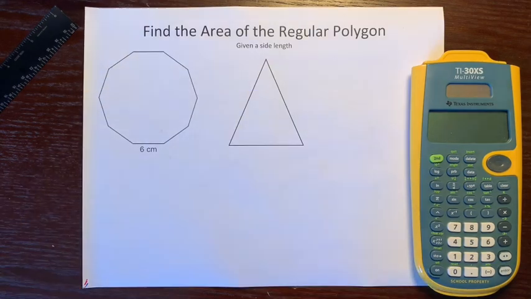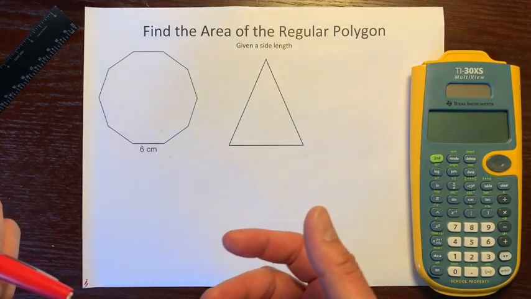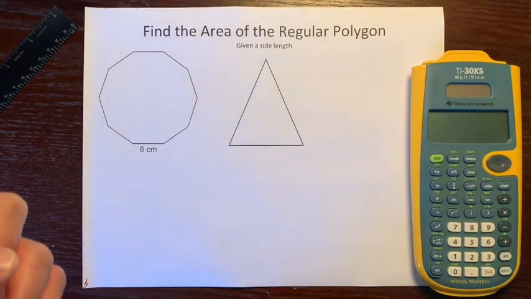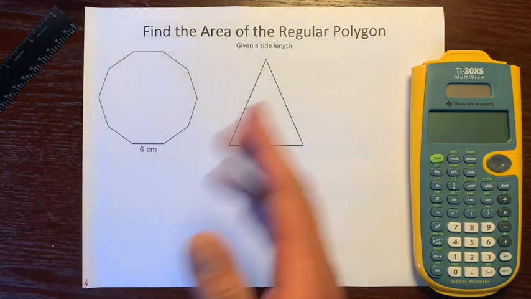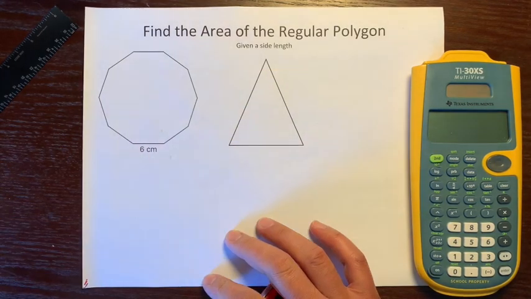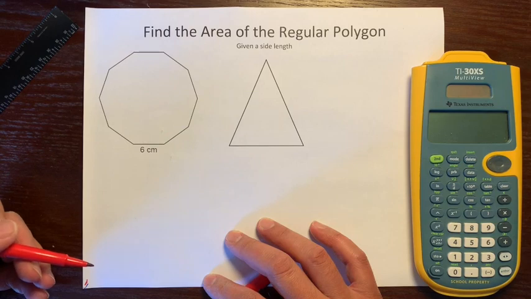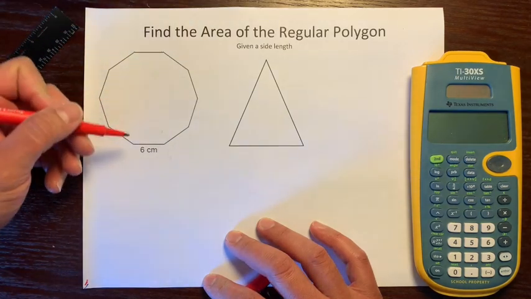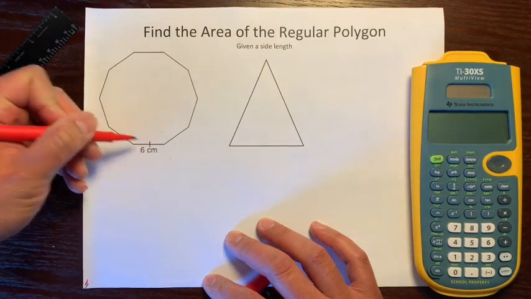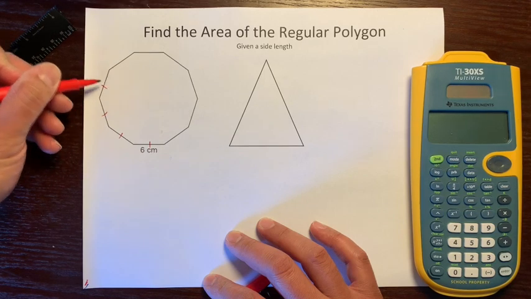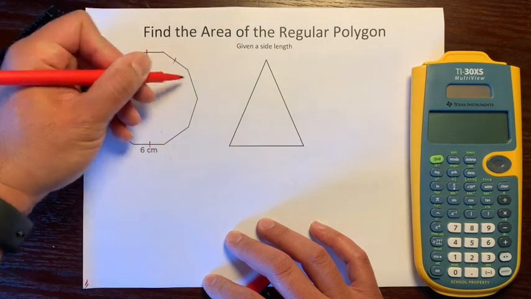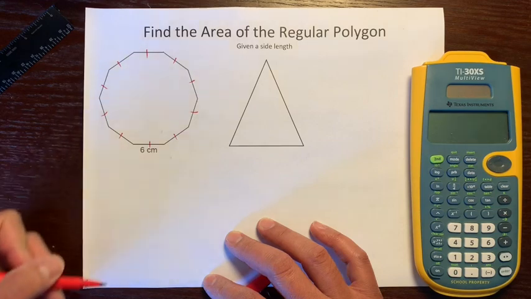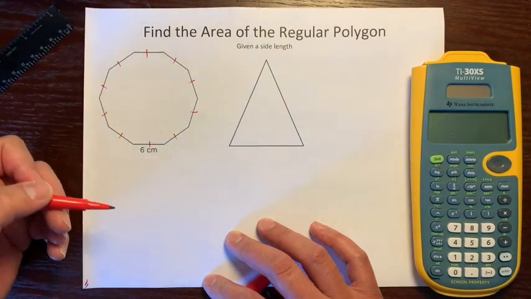The first thing we have to do is really important, because if we get this wrong, then all our other steps won't be correct. Let's figure out how many sides this polygon has. I'm just going to count and put little tick marks as I count. 1, 2, 3, 4, 5, 6, 7, 8, 9, 10. So this is a 10-sided polygon.